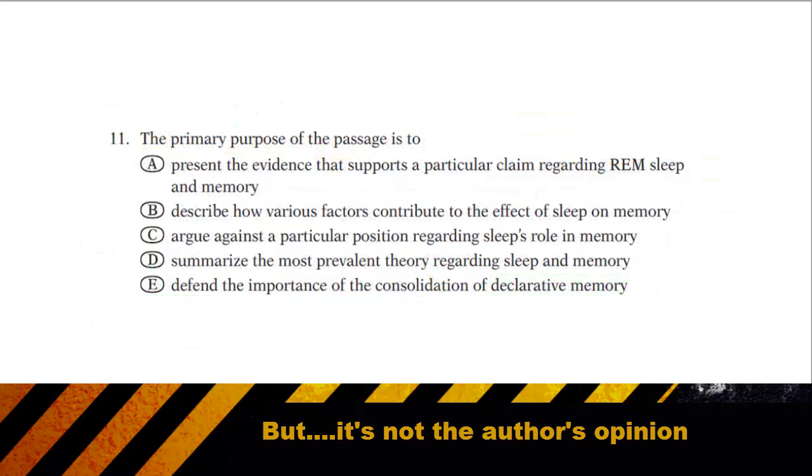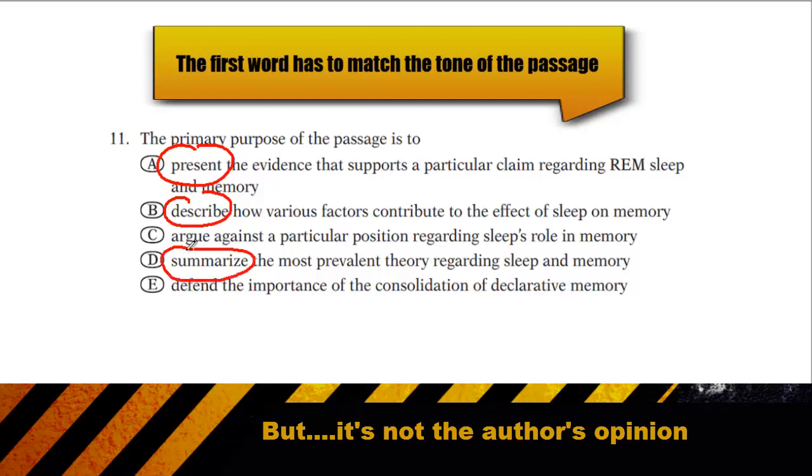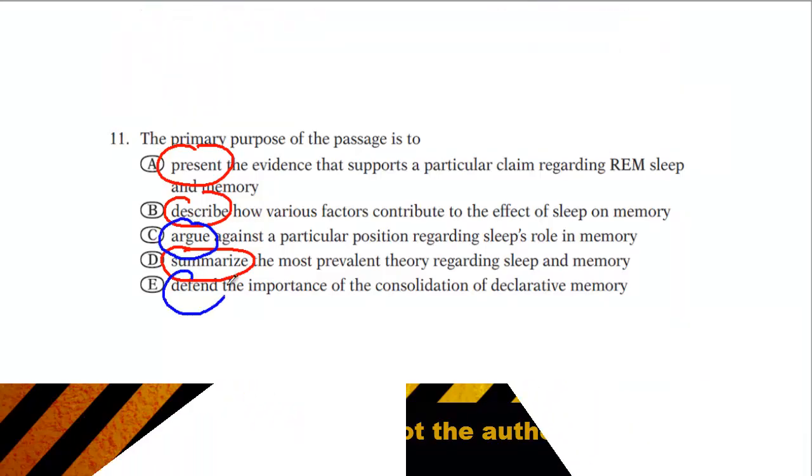Not every passage contains an author's opinion. Sometimes a passage is simply reporting the facts. Passages on history and science often go to great lengths to mask how the author truly feels. In these passages, the author can be described as simply presenting or describing or summarizing information. But if the author inserts his or her own opinion, then we'll describe the passage as arguing or defending.